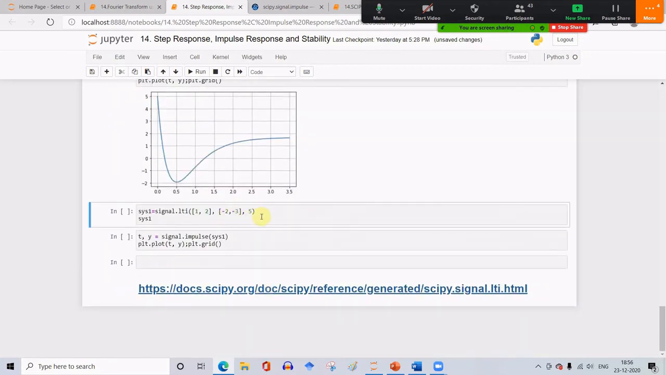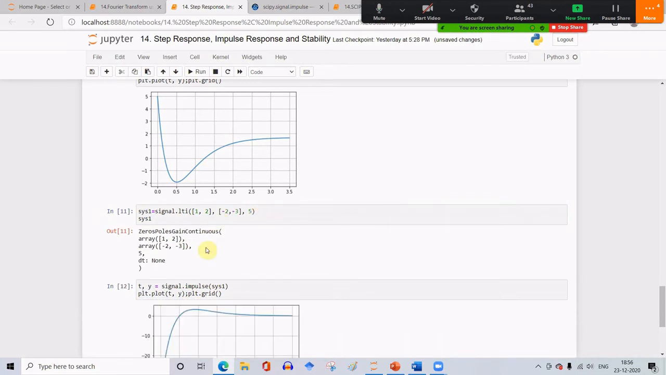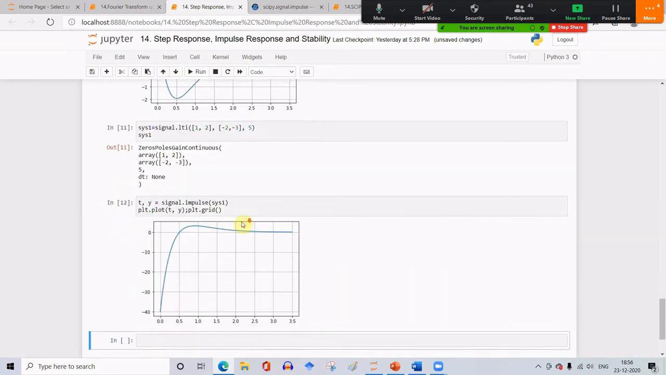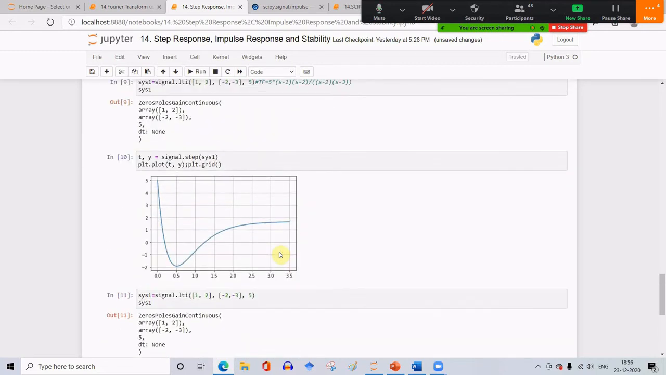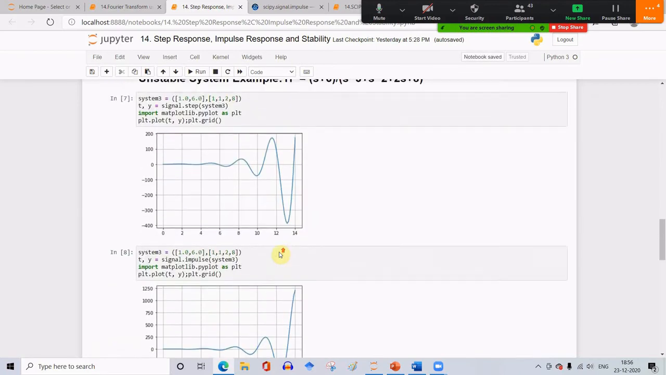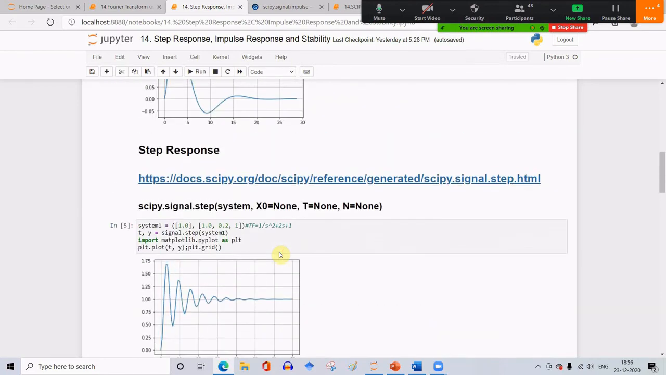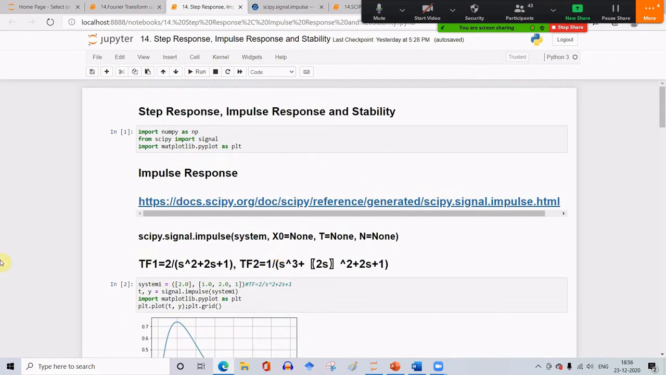Similarly, for the same problem, let me take the impulse response of the system. So this is again with the same system. Initially, due to the impulse, it has some gain of -40, and then finally it settles to 0, because the impulse appears momentarily and disappears. Both are stable systems. So this is about the step response and impulse response, and how to assess the stability of the system.